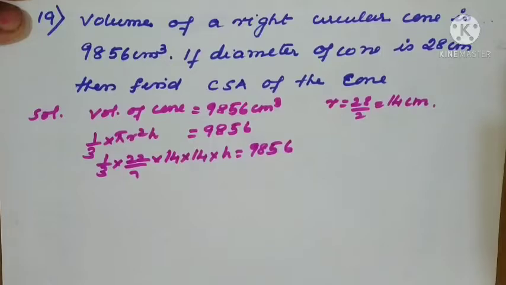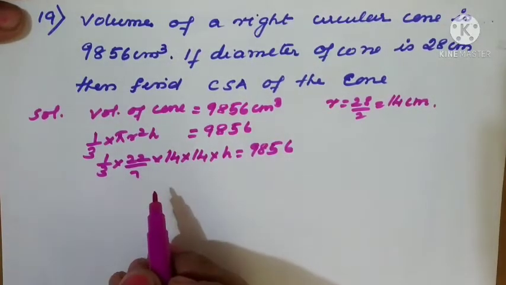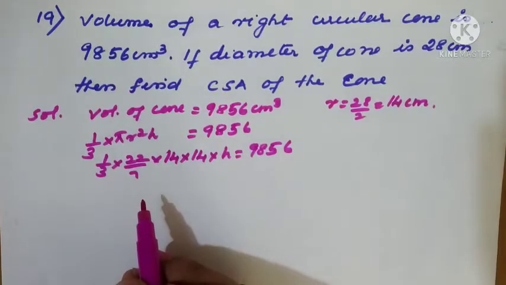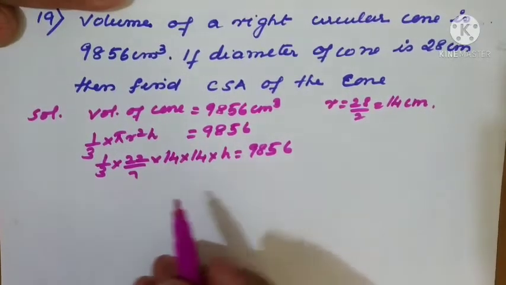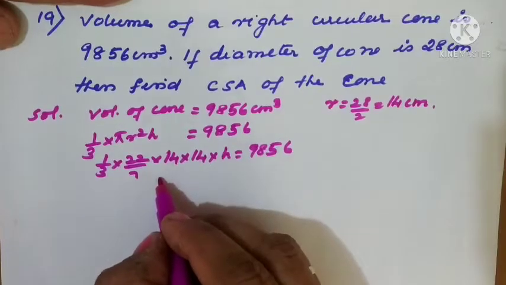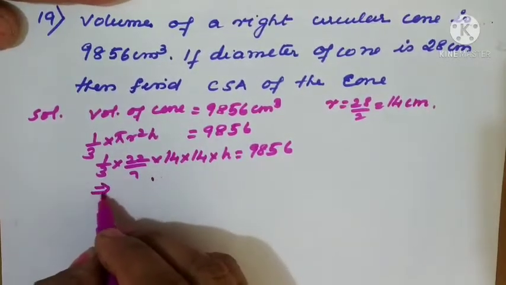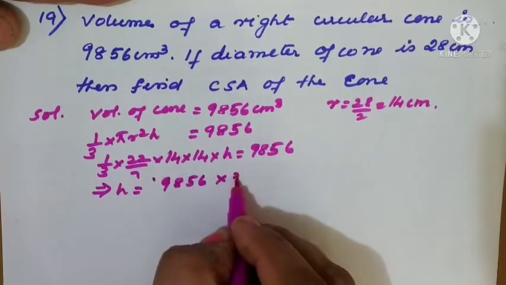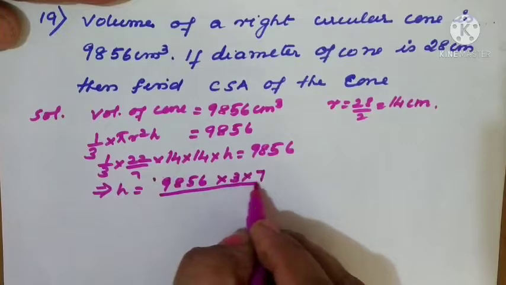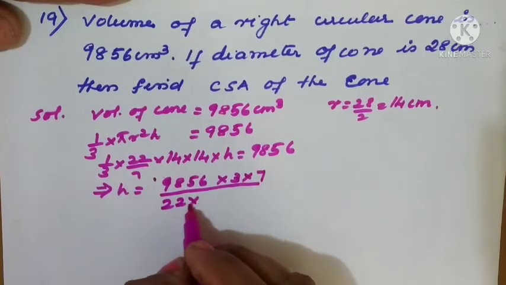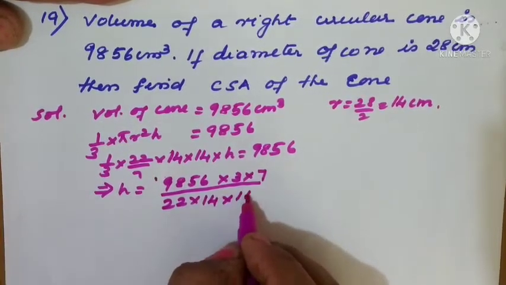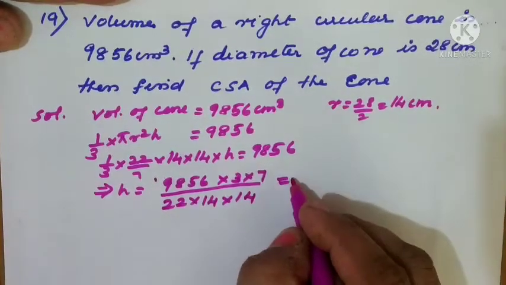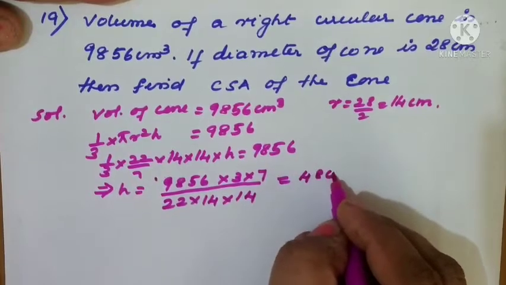So here we have to write pi as 22 by 7 only. If it is not mentioned in the question, we can choose 22 by 7 for calculation purposes. Now what do we have to calculate? h only we have to calculate. This implies h is equal to 9856 into 3 into 7 in the numerator, and in the denominator we will have 22 into 14 into 14. When you solve or simplify, you will get the answer h equal to 48 centimeter.